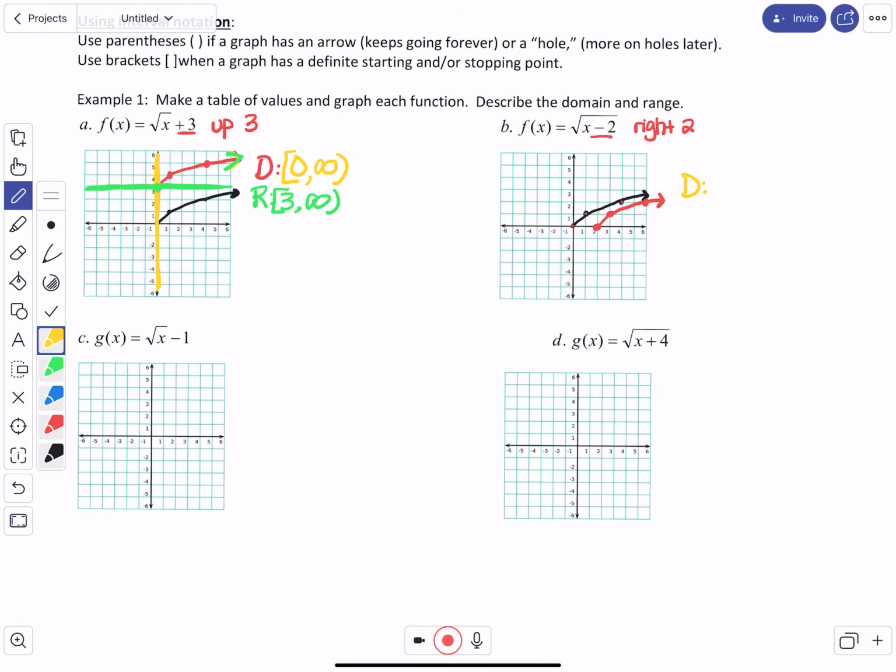Okay, so for domain, we're looking at x's. So here's my x. The furthest left it is 2 as far as x's go, and it is going to the right forever.